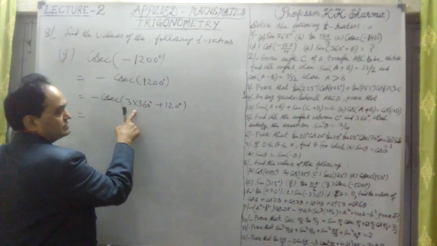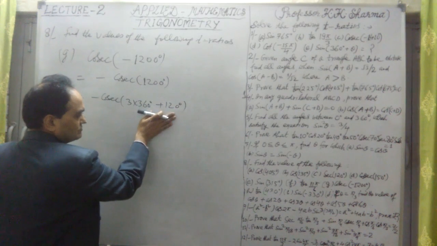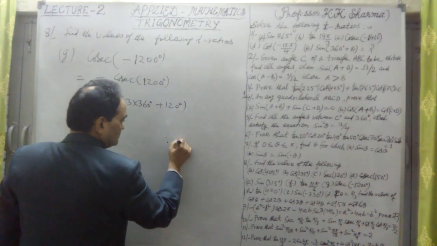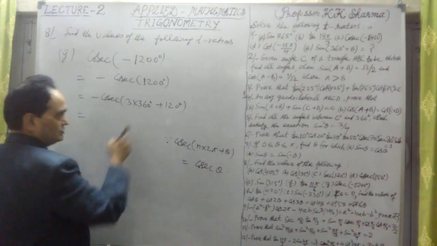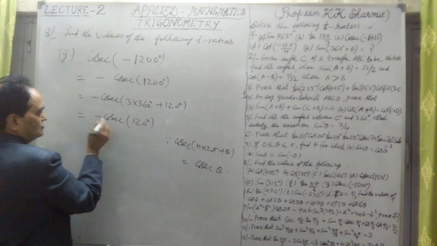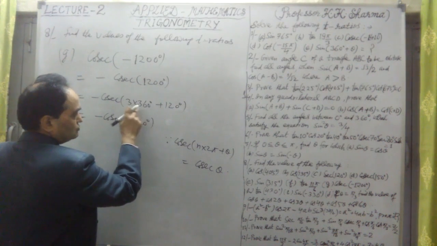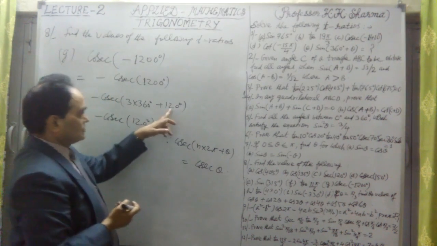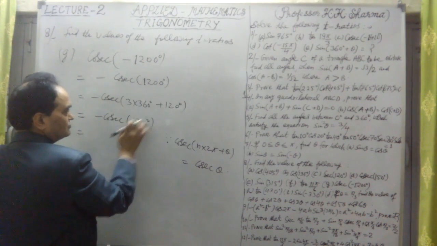So that is n times 2 pi. Now we know that cosec of n into 2 pi plus theta is equal to cosec theta. In that way, we have to write it down. So this is minus cosec 120 degree. The minus sign is already there, so it will be kept as it is. Adding n into 2 pi gives us cosec theta only. In place of theta, we have 120 degree, so this is cosec 120 degree.